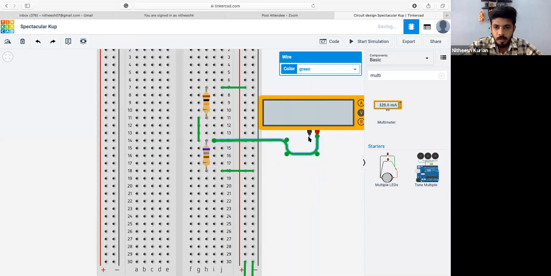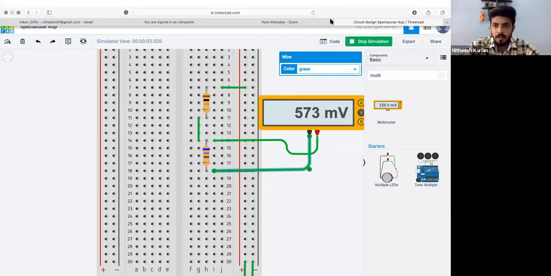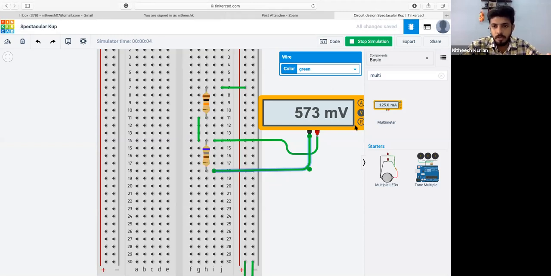Okay. Negative terminal to the ground. So this is ground, right? If you start the simulation, you can see that it is 573 millivolt. That means 0.573. You got the correct answer. 0.573 is the voltage. So Seema, you got the right answer.